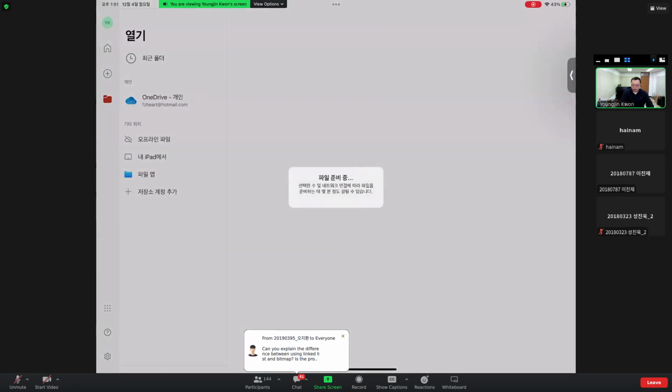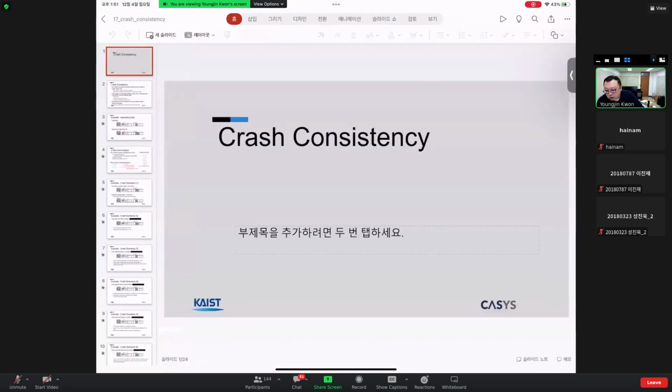Last one. Okay. Can you explain the difference between using the linked list and bitmap? Is the pro of bitmap allocating contiguous file blocks? Yes, because it easily finds contiguous blocks. With bitmap-based allocation, you just scan through the bitmap, and finding free contiguous blocks is easier. With a free list based allocator, the operating system is less likely to use free contiguous chunks, so it is less likely to be implemented. That's the benefit.